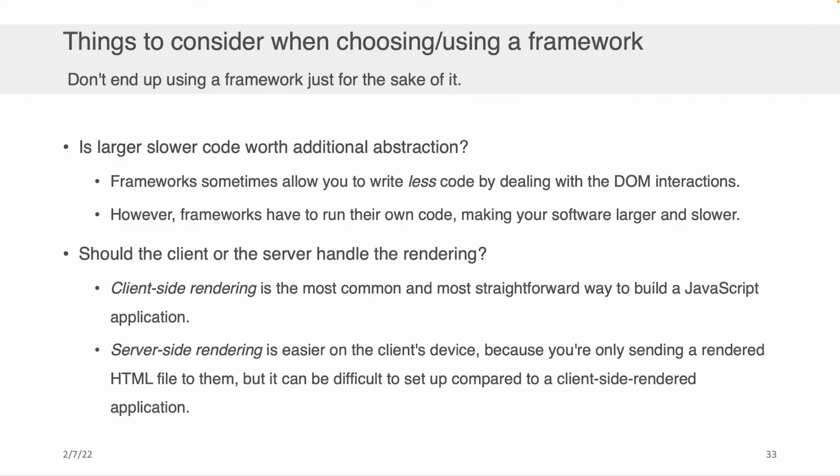Because what a framework does is it leverages a larger code base, which means it's a slower code base because you have to load more of it. And what it buys you in exchange for that is some additional abstraction. So depending on how you use them, and in some cases, you can write less code if you use a framework. You'll deal with less DOM interactions like we showed at the beginning of the lecture if you use a framework. But it may not always be the case. Okay, so think carefully before you decide whether your project needs a framework.